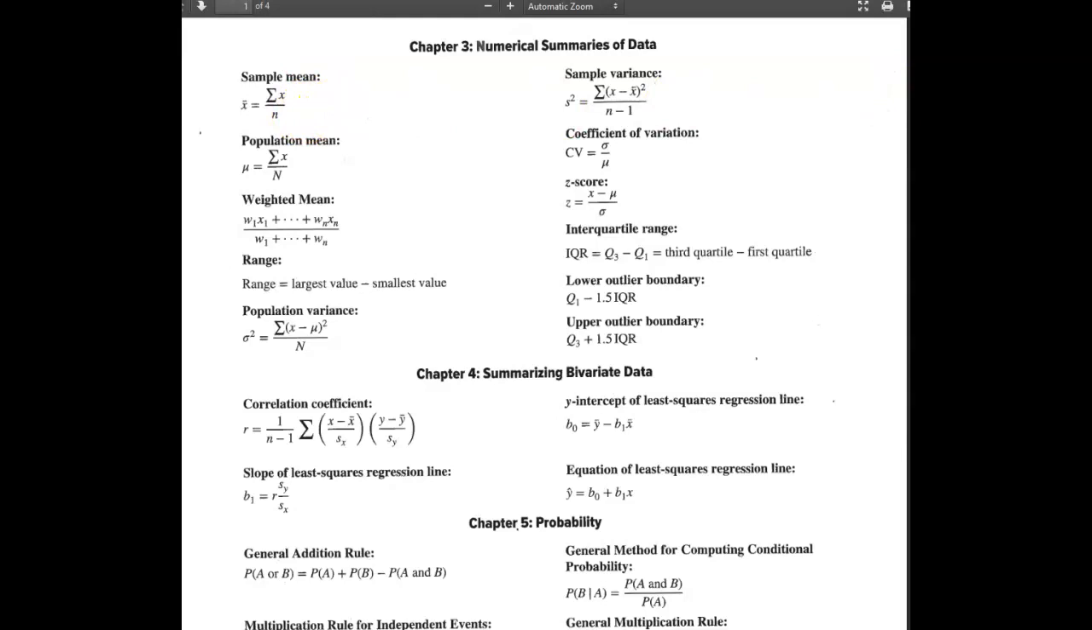We've got the sample mean and the population mean. We learned about those in chapter 3. And you can see that's got the special notation is all, same formula, but different labels. And both of those we do on our calculator with one var stats. And then the weighted mean also, that's where we had x values and frequencies.